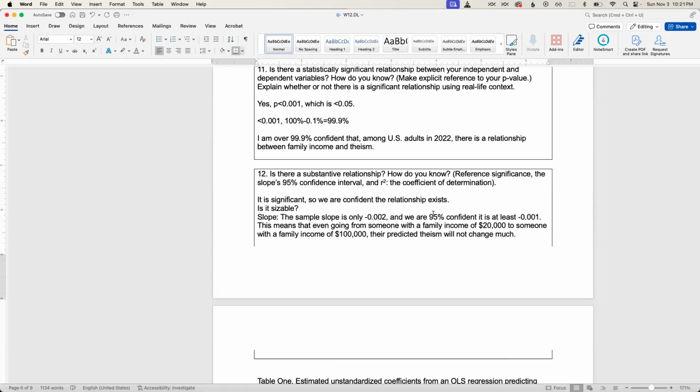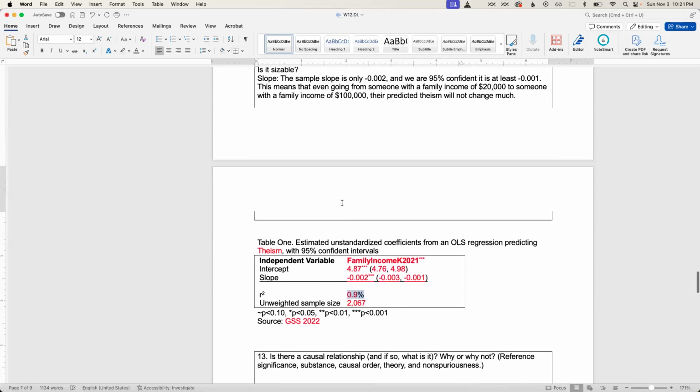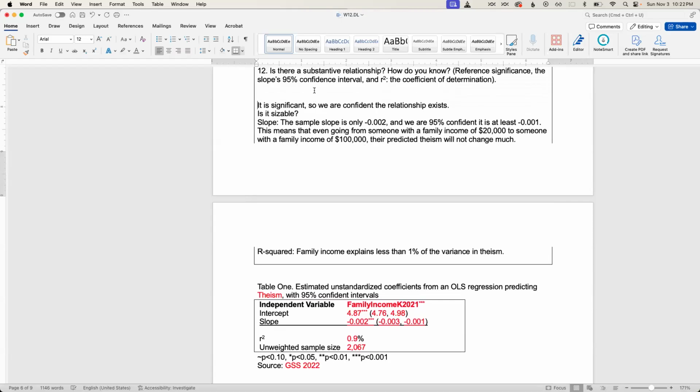And then when we look at the coefficient of determination, that was 0.9%. So family income explains less than 1% of the variance in theism. There's a lot of variance in theism among people. People have different views on whether they believe in God or not, but we can account for less than 1% of that using family income. That's only explaining some of that variation, and it's less than 1% of it. So overall, I would say no, it is not substantive.